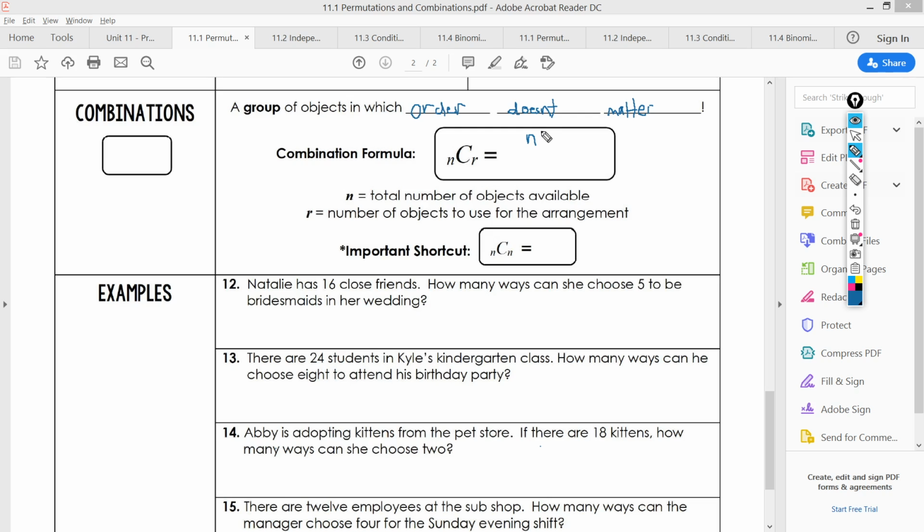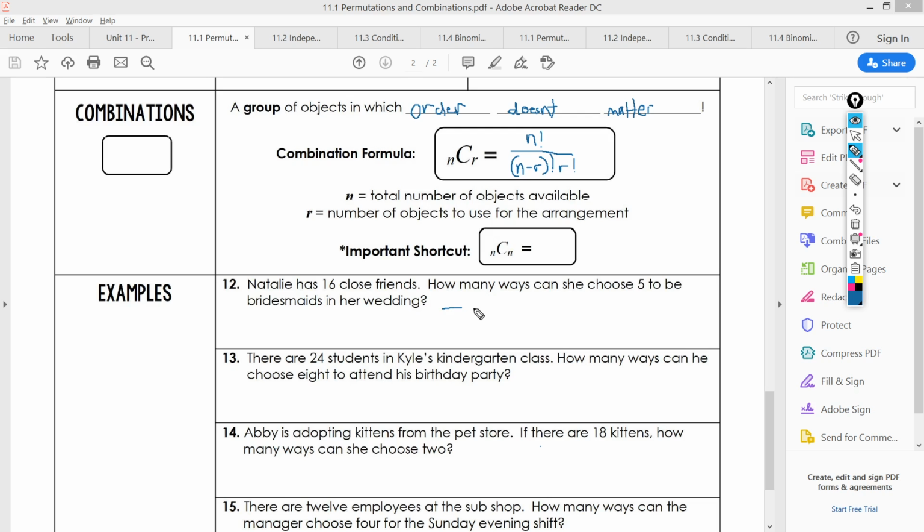It's n factorial divided by, we still do the n minus r factorial, but we also divide by r factorial, because we don't care about how things are ordered. So let's do this problem, and I'll try and make it as intuitive as possible. She has 16 close friends. How many ways can she choose 5 to be a bridesmaid in her wedding?